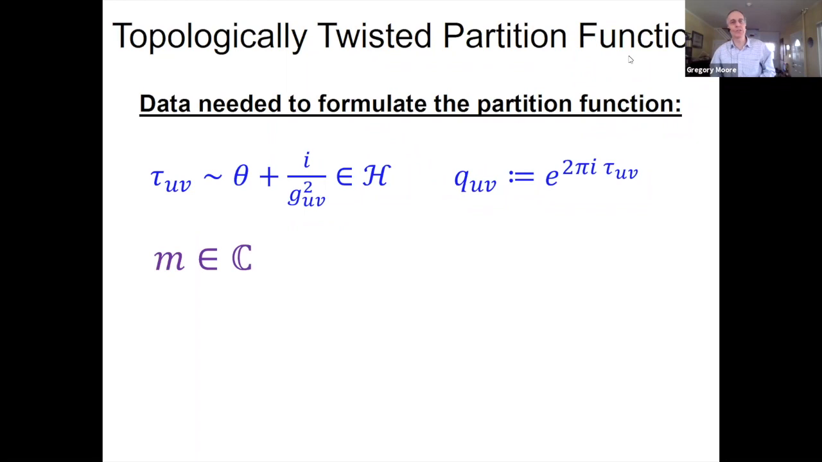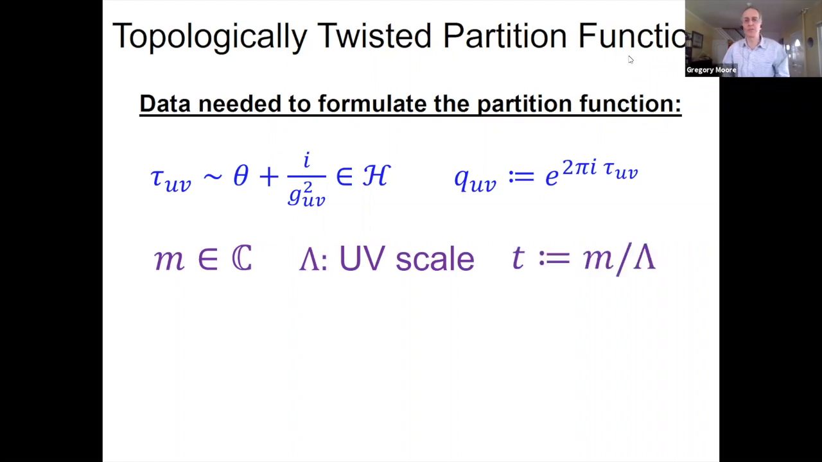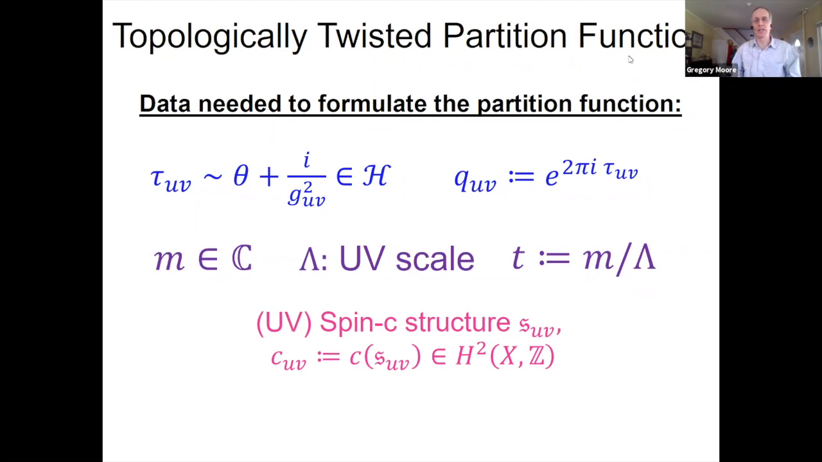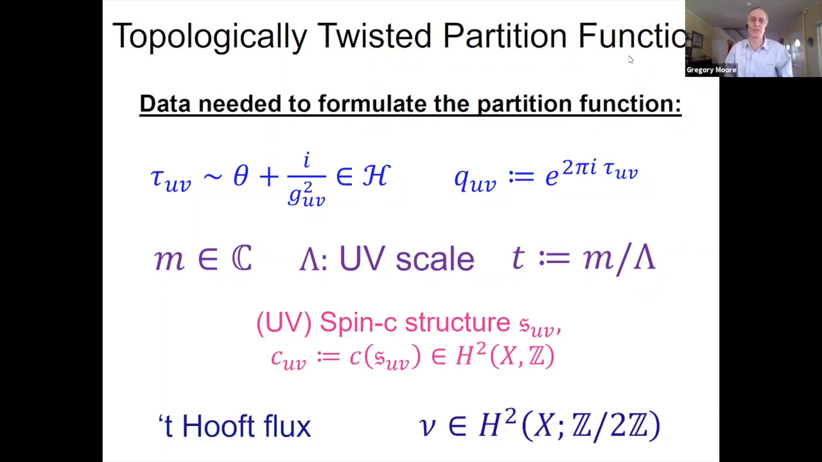And there's an N=2 preserving mass term, so there's a mass in the complex numbers, and it's not widely appreciated, but even in this superconformal theory, we need to introduce an ultraviolet scale lambda, and indeed, our topological correlation functions enter the theory only through the dimensionless ratio m over lambda. I'll call that T. As I've explained at length, we need an ultraviolet spin C structure, but it will only enter our correlation functions through the characteristic class of the spin C structure.